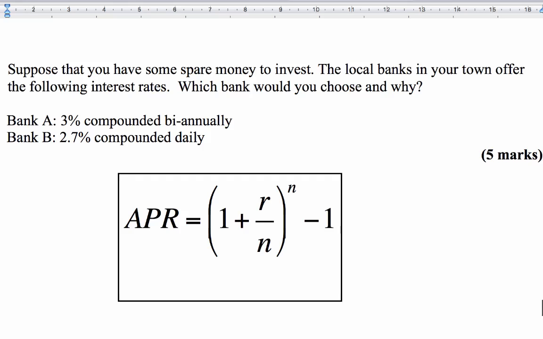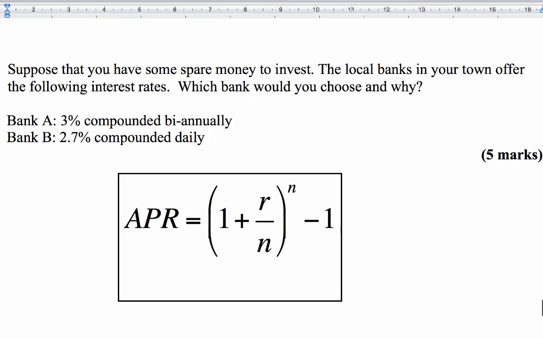So in this question we have a Bank A and a Bank B, each giving their own interest rate on an investment that you're going to deposit in their accounts. Bank A gives you 3%, Bank B 2.7%. Obviously, Bank A looks on the face of it a better investment. However, we have to calculate the annual percentage rate in order to identify your true return.